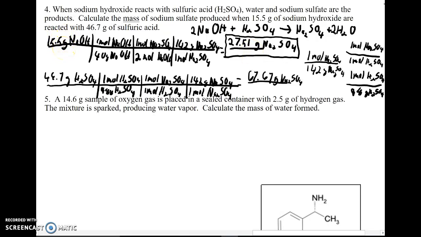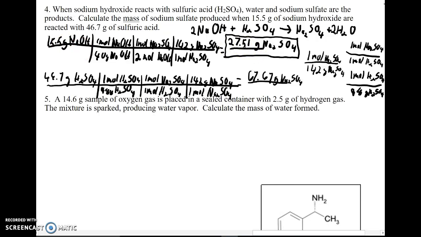And the reason why is after 27.51 grams of sodium sulfate is made, the 15.5 grams of sodium hydroxide would be used up. All of the sodium hydroxide that you put into this reaction has been used. It's all gone. There's none of it left. And this is how much sodium sulfate has been made. If I had 46.7 grams of sulfuric acid with an unlimited amount of sodium hydroxide, then I could make 67.67 grams. But all of my sodium hydroxide was used up over here making this.